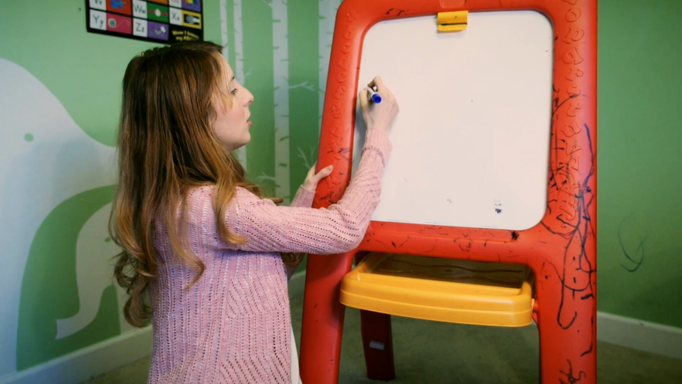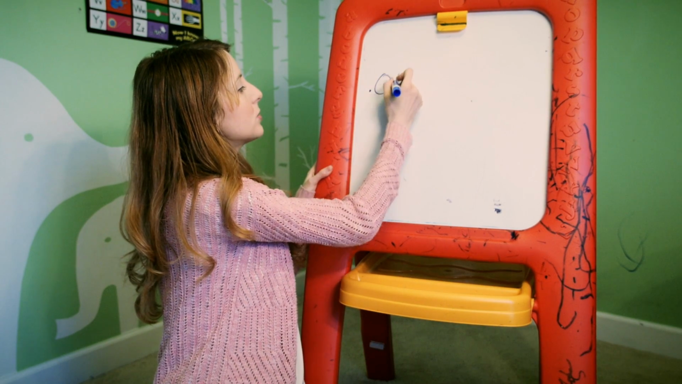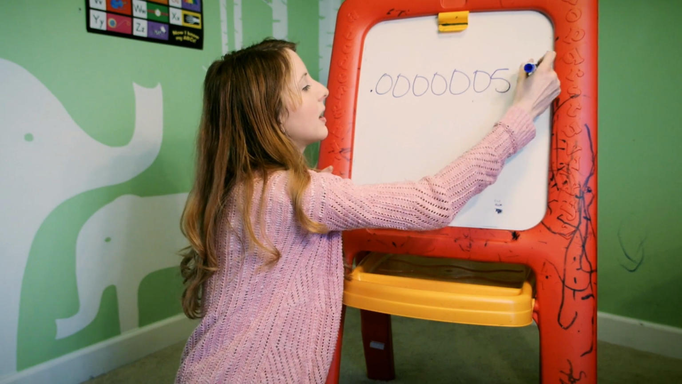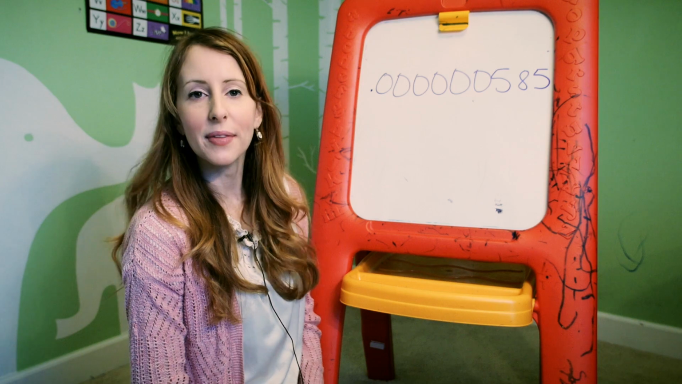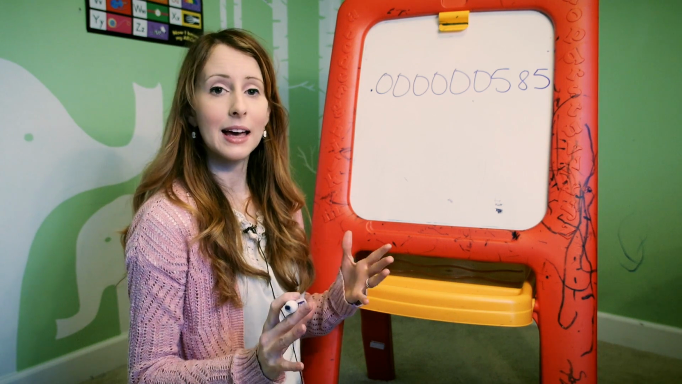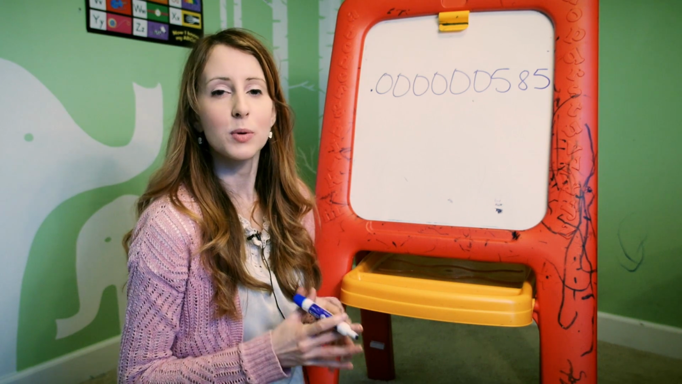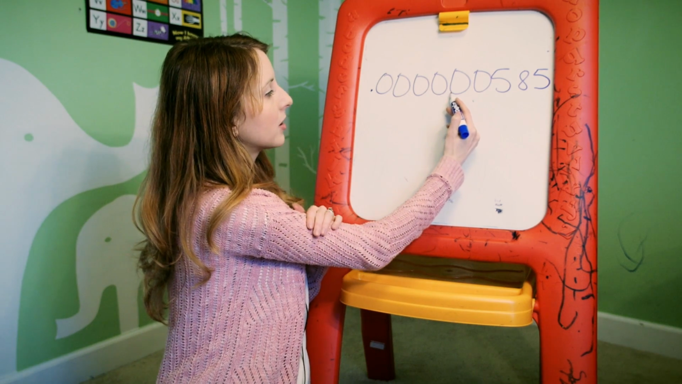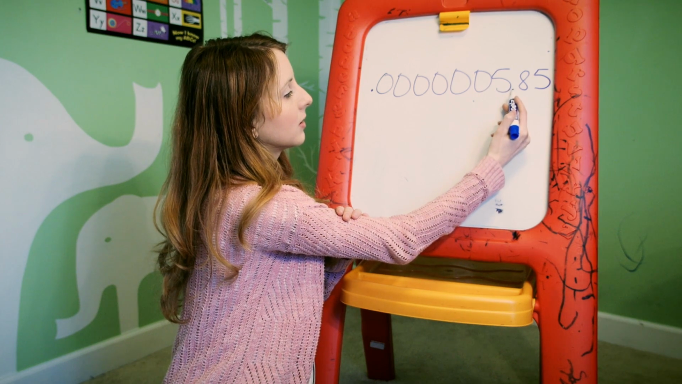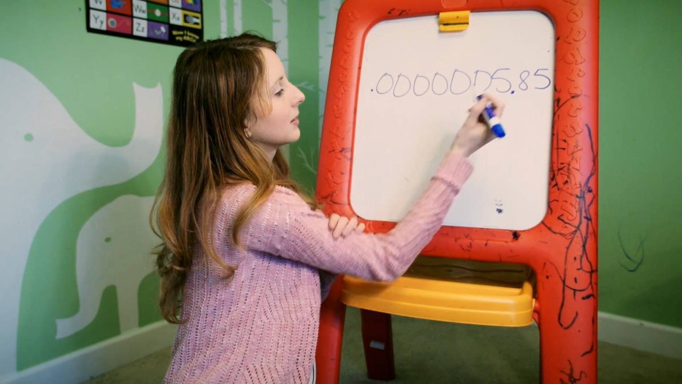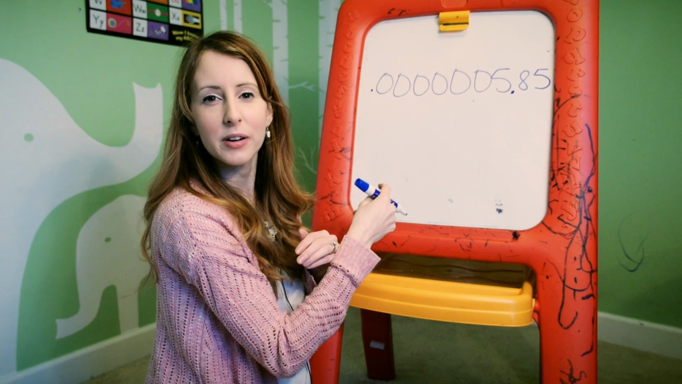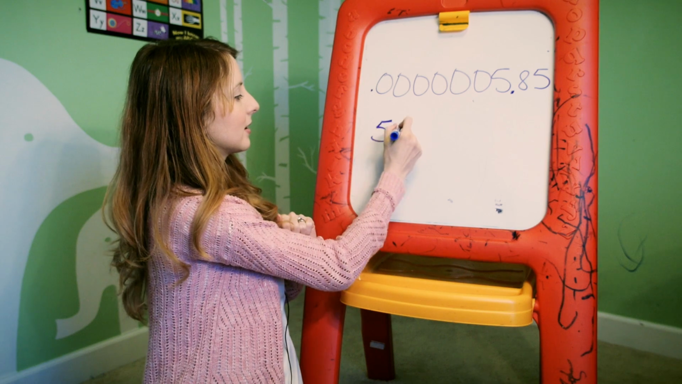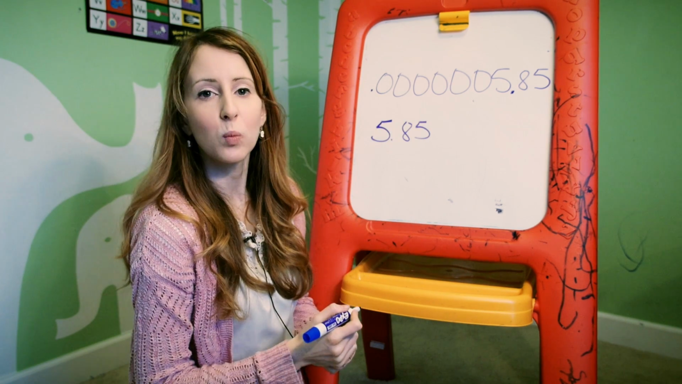Let's take 0.000000585. We're going to write that in scientific notation. Again, first we want to locate a number between 1 and 10. So as I move my decimal point over, still not there, right there. If I go farther, I end up with a number larger than 10. So 5.85 is a number between 1 and 10.